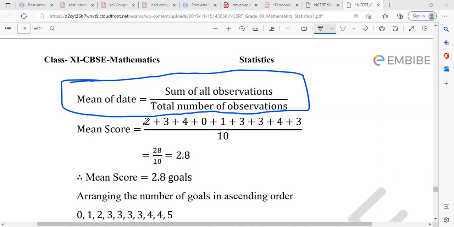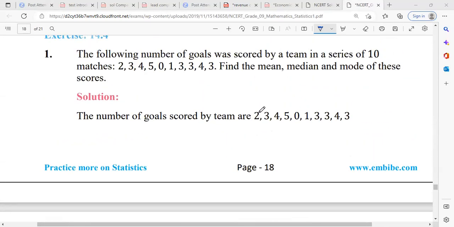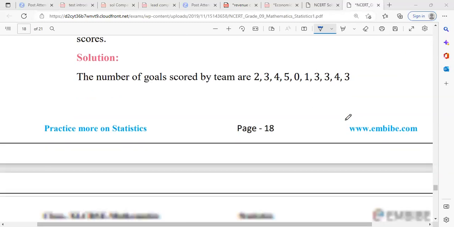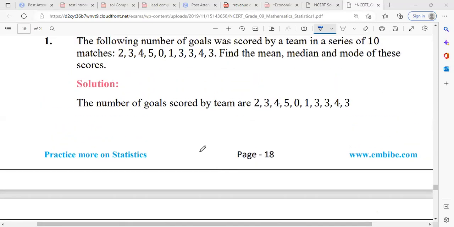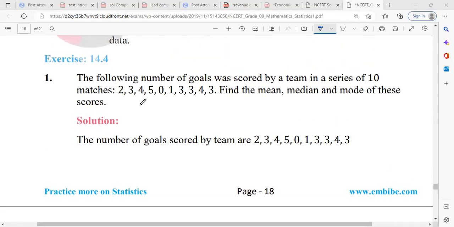Or you can directly put 2, 3, 4. You will add all of these. Plus, how many numbers are there? 1, 2, 3, 4, 5, 6, 7, 8, 9, 10. So the sum of observations divided by the total number of observations. You will divide it and you will get the answer. That will be your mean. Clear? Quickly find out the mean for this. Add them and then divide it by 10.